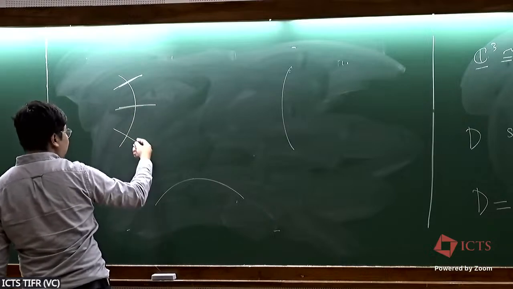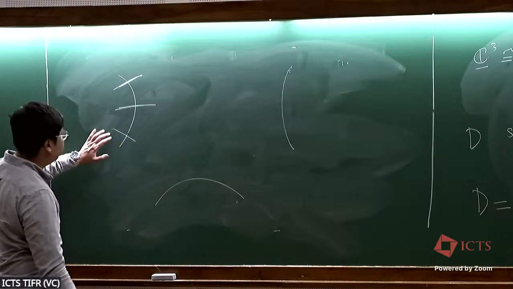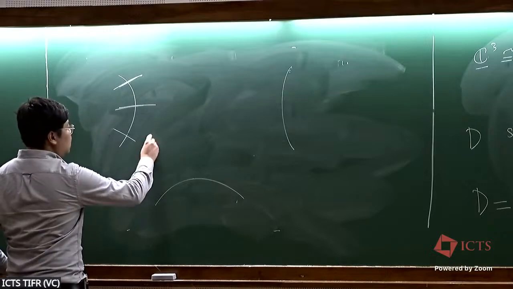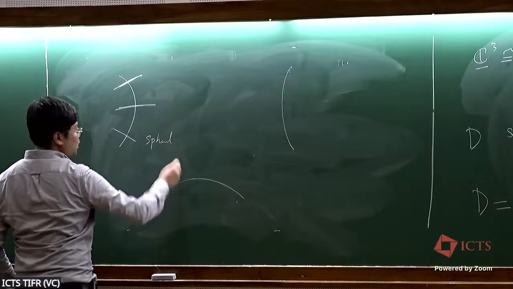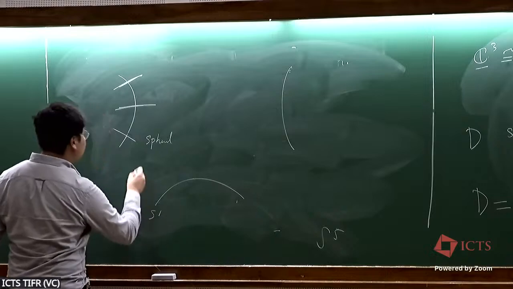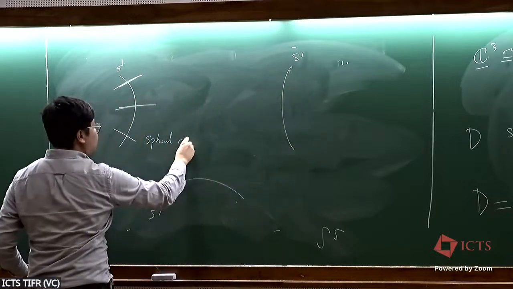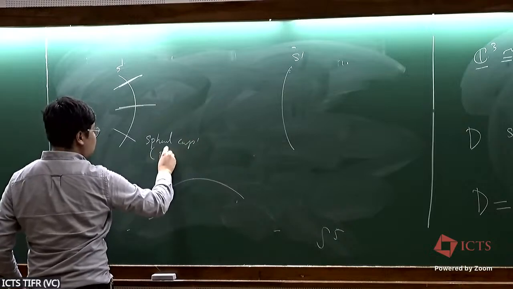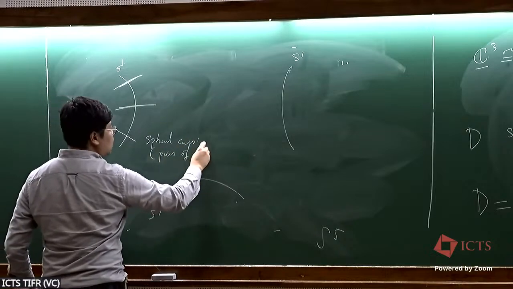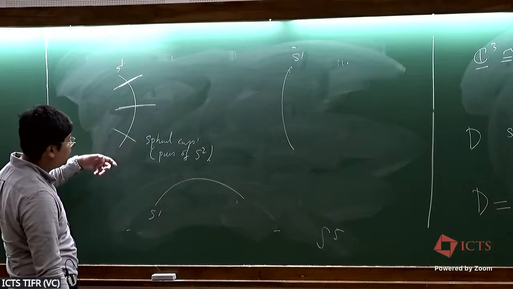And near each one of these points, you can compute that in the limit, what we get are these spherical caps. So this is an S5 picture. These are circles, so let me write S1. And then these are spherical caps, so these are pieces of S2. Okay, so you have these parts of S2, and they meet.